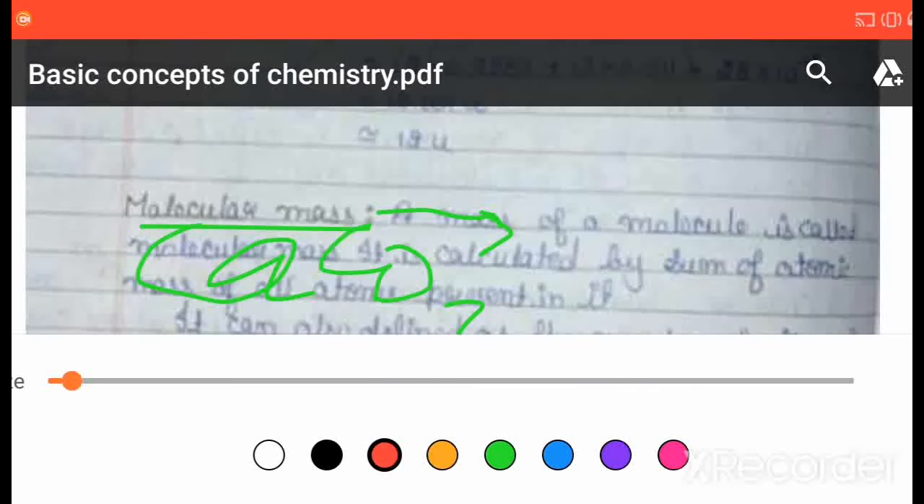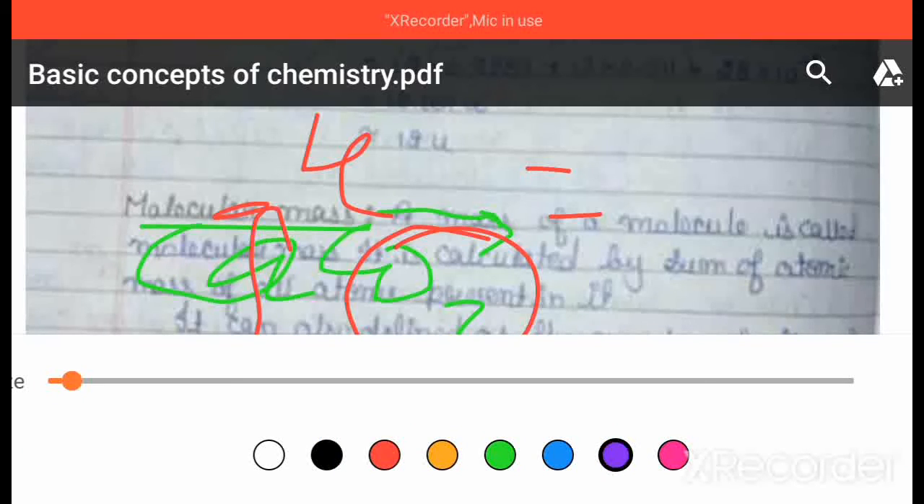For example, if we consider CaCO3, then CaCO3's molecular mass can be given as what? Mass of Ca plus mass of carbon plus mass of 3 oxygen atoms. How many oxygen atoms are there? 3 oxygen atoms are there, right? So if we add the atomic mass of calcium, atomic mass of carbon and atomic mass of 3 oxygen atoms, then we will have the molecular mass.